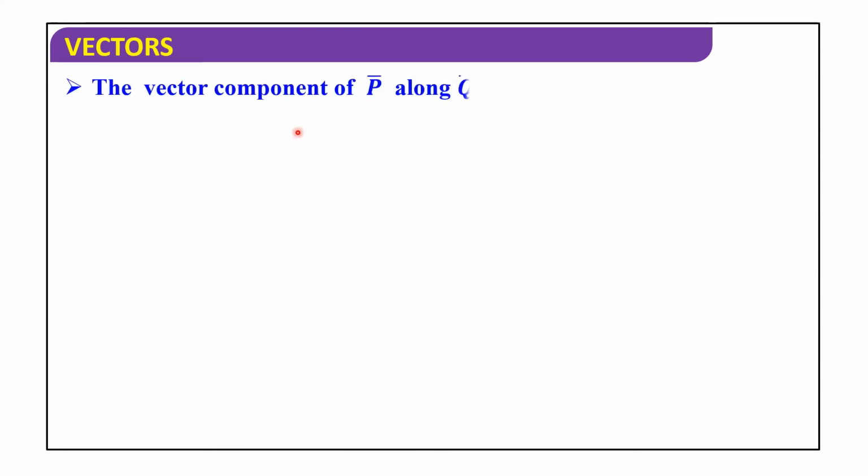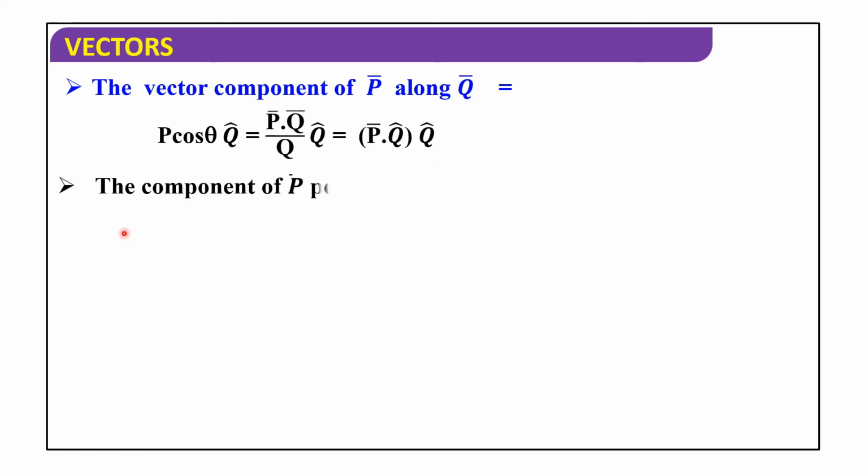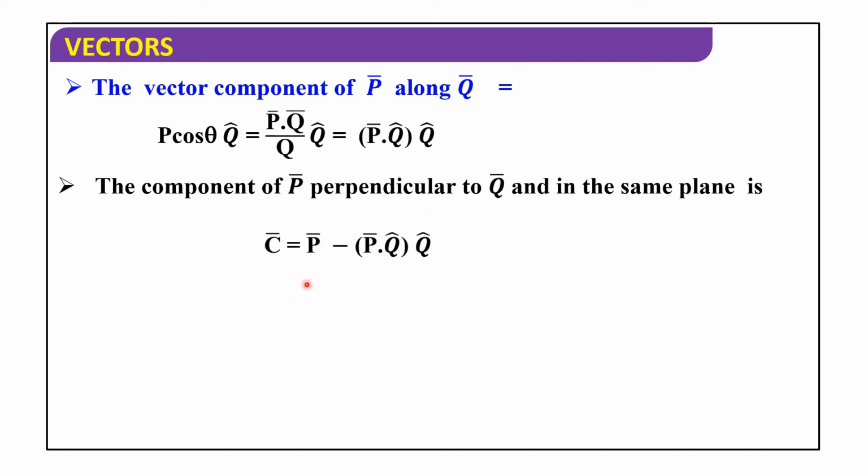The vector component of P bar along Q bar, that is P cos theta Q cap, equals P bar dot Q bar by Q into Q cap, that is P bar dot Q cap into Q cap. So the component of P bar perpendicular to Q bar and in the same plane is C bar, that is equal to P bar minus (P bar dot Q cap) Q cap.